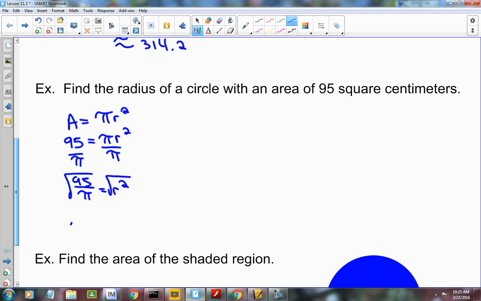And so in your calculator, you're going to put the square root button and then 95 divided by pi, and you should get 5.5 for the radius. And that is in centimeters. Any questions on what I did there? Everybody see how I did everything on the paper and then I plugged it in? Okay. All right, now here's another one.